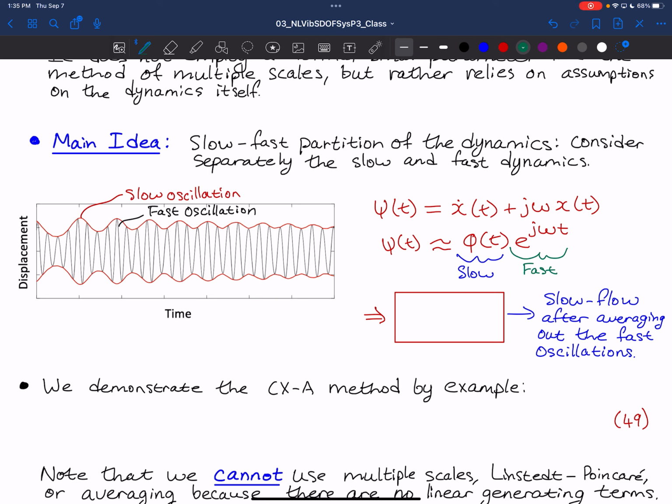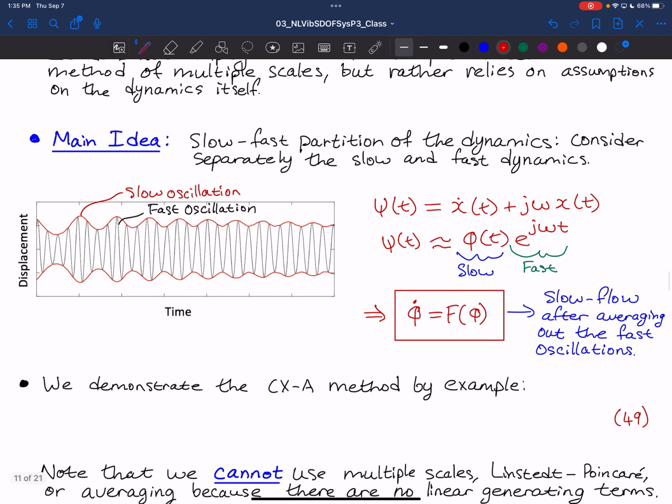At the end of these notes, I have a numerical example where this method fails because there are actually two, or at least multiple, fast frequencies in the response. I think there are two, but there may be more. But anyway, our core assumption is that there's only one fast frequency. This then allows us to find an autonomous system for phi in the form phi dot equals some function of phi, f of phi, which gives the slow flow dynamics that govern the evolution of the slow amplitude.